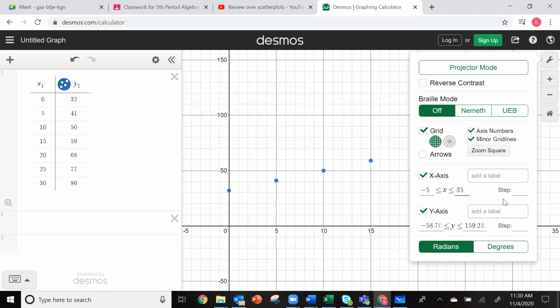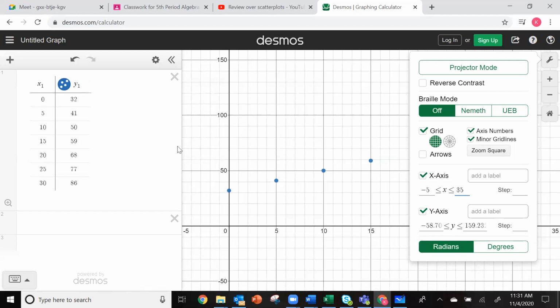So let's talk about this again. I went up here to the wrench thing that says graph settings. When it says X axis, I looked at my X numbers. The smallest X number is 0, so I went to something smaller than 0. Since they were all going by 5s, I went back to negative 5. Then it went to 30, so I went 5 more ahead of it and went to 35.